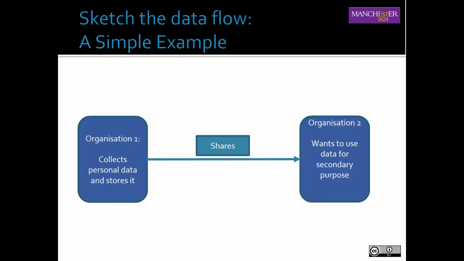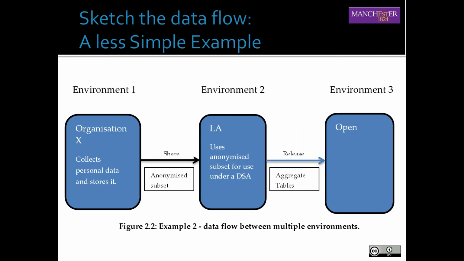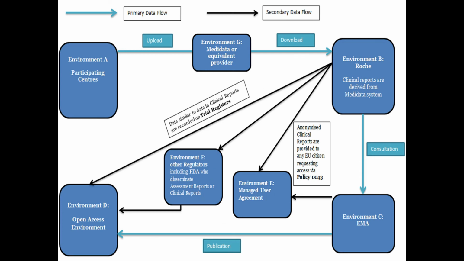It's very simple. Data flow. One organisation collects data, shares it with a second organisation. That might be called the standard unit of a share. Slightly more complex data flow, where one organisation shares with another, and then that second organisation publishes output from that data. Again, a fairly standard basic unit of data flow. However, these get quite complicated quite quickly.